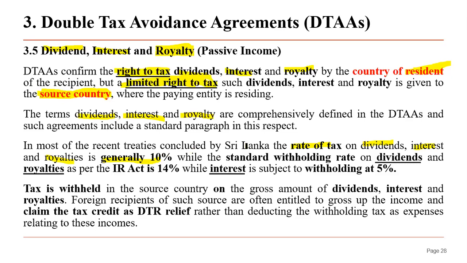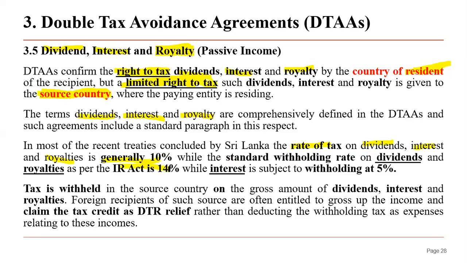If we can, we'll look at the DTA with India as well. While the standard withholding tax on dividend and interest is 14% as per the IRA, what is the rate as per the IRA Act? 14%. But the treaty says 10%. We are enjoying that treaty rate.